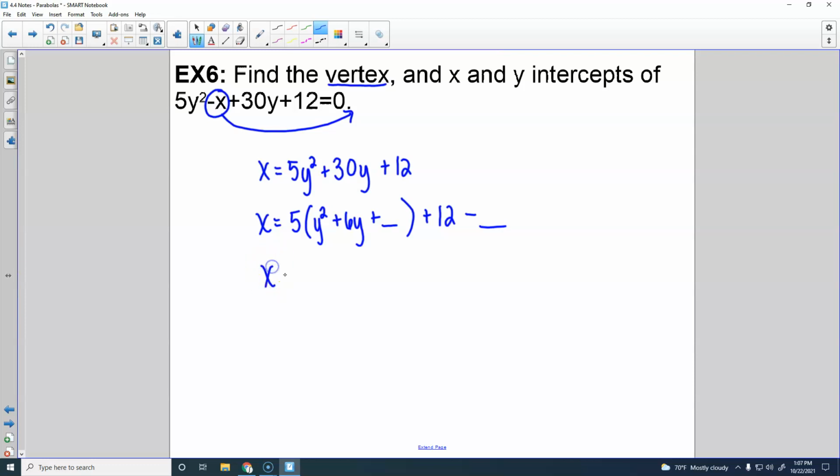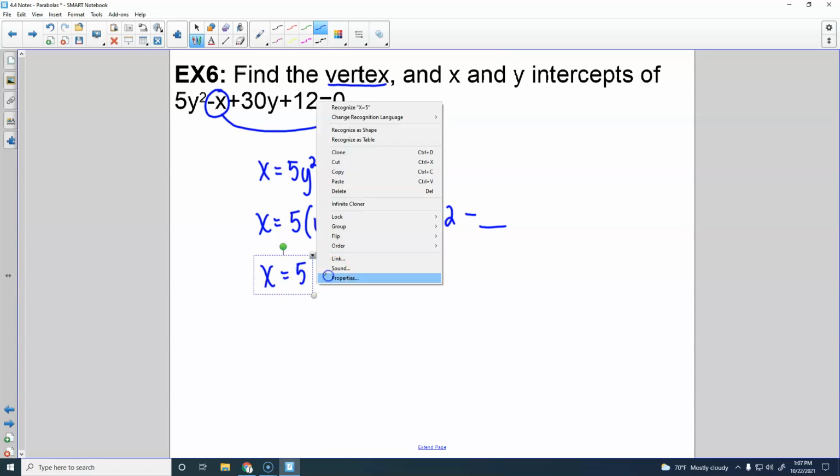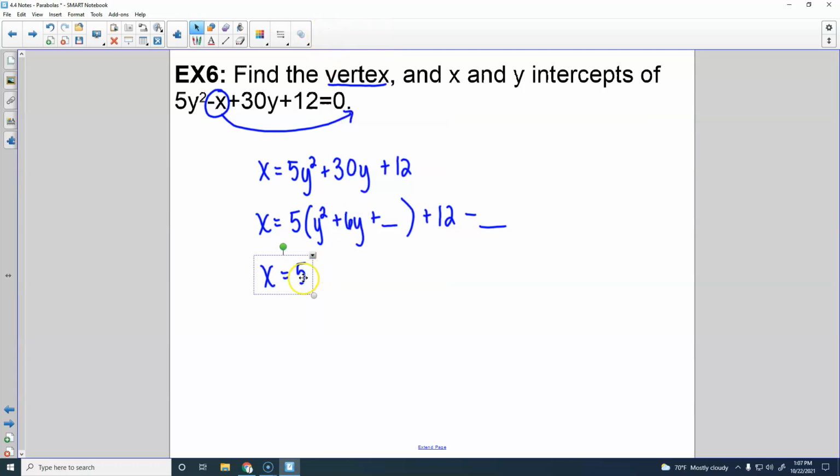And so we're going to complete the square here. 5 times y plus 3 squared. We need to put a 9 right here in this blank. What number do I subtract from the end here? 45. Okay, so 12 minus 45 is going to give me negative 33.